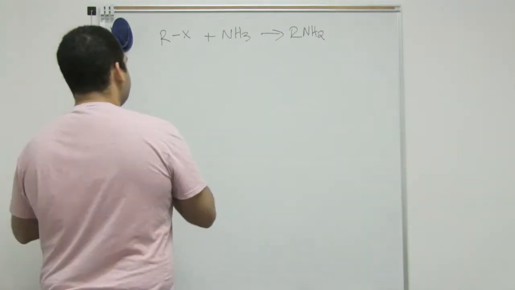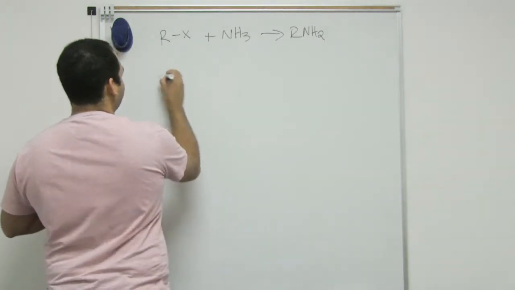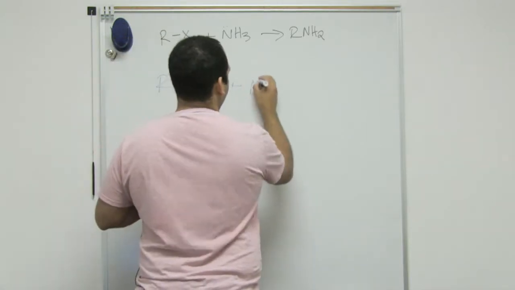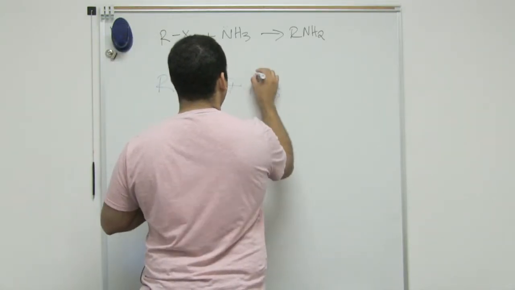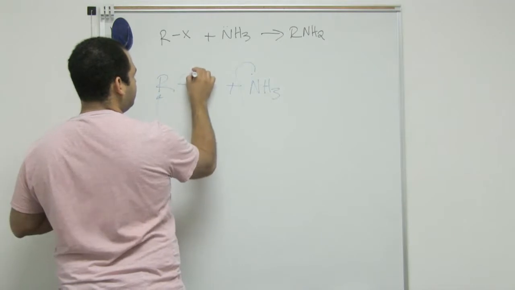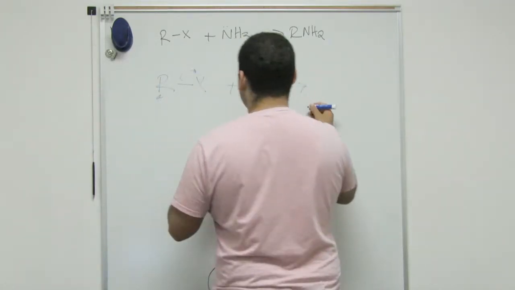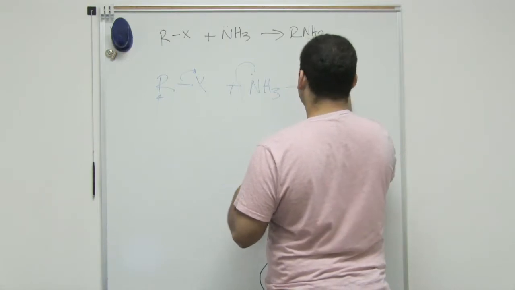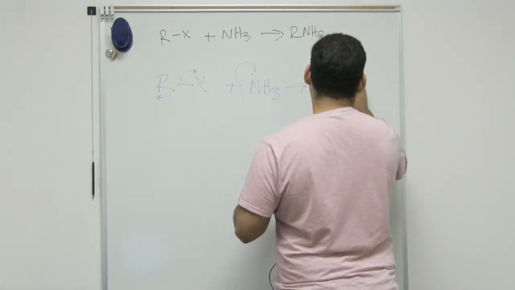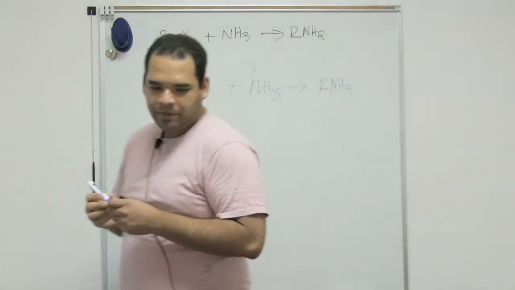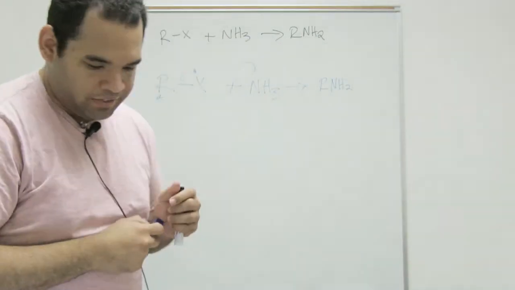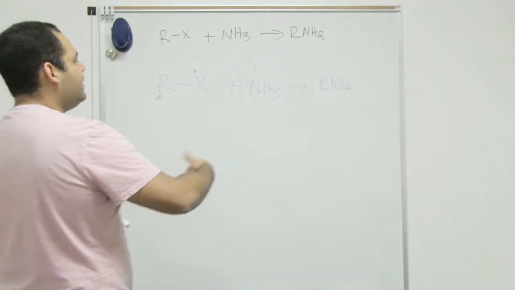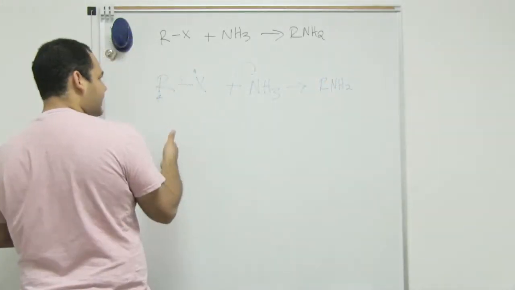So what happens is that I have here my halide and ammonia. So then I added the first amine group, and that happens over and over and over. So then I have a secondary amine, so I have that attacking the next alkyl halide.